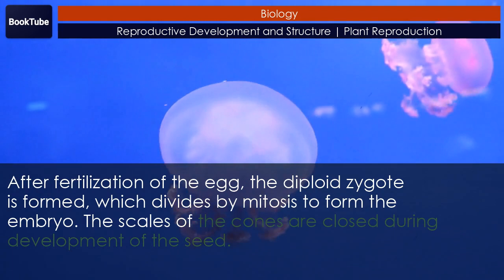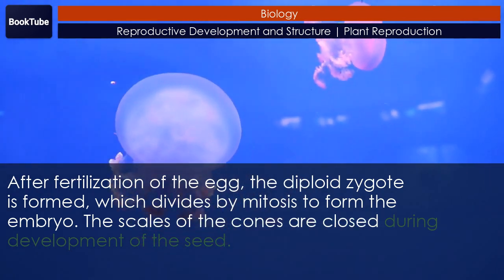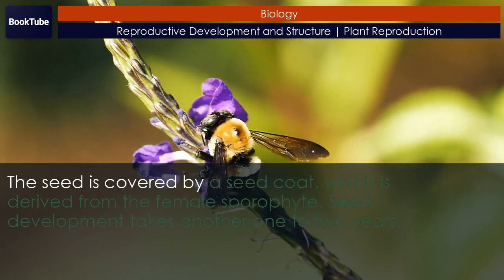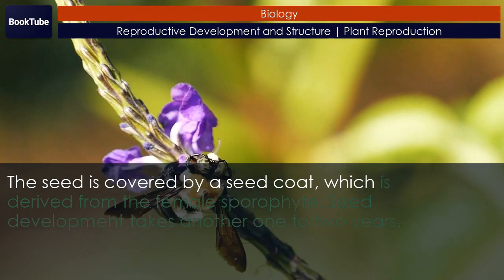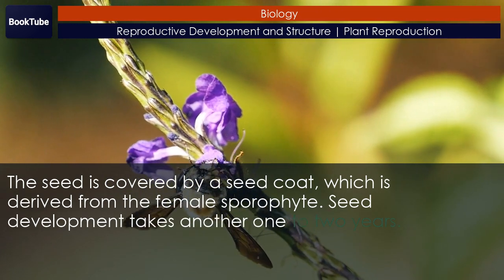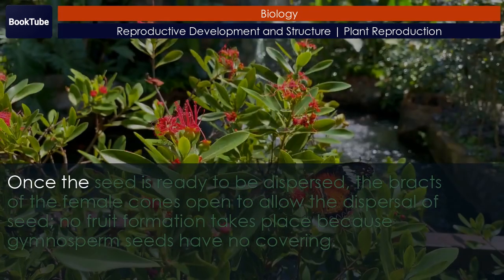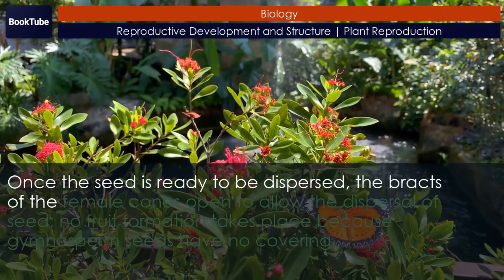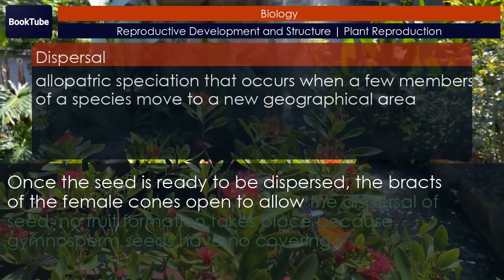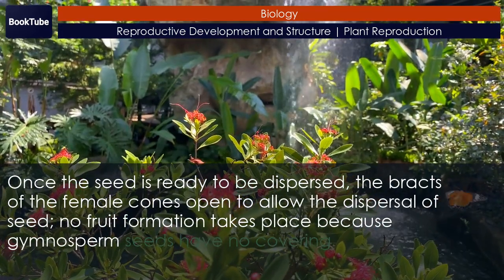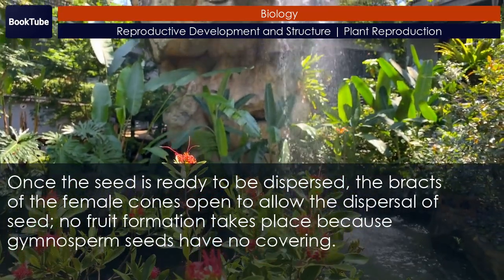After fertilization of the egg, the diploid zygote is formed, which divides by mitosis to form the embryo. The scales of the cones are closed during development of the seed. The seed is covered by a seed coat, which is derived from the female sporophyte. Seed development takes another 1 to 2 years. Once the seed is ready to be dispersed, the bracts of the female cones open to allow the dispersal of seed. No fruit formation takes place because gymnosperm seeds have no covering.